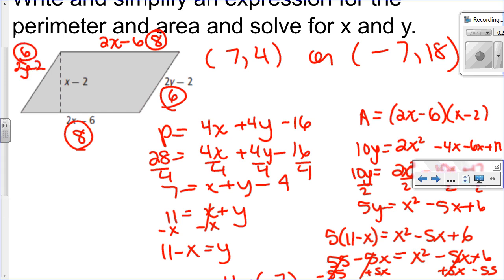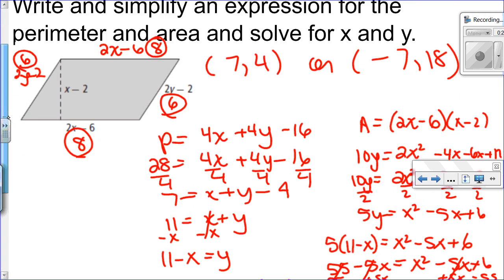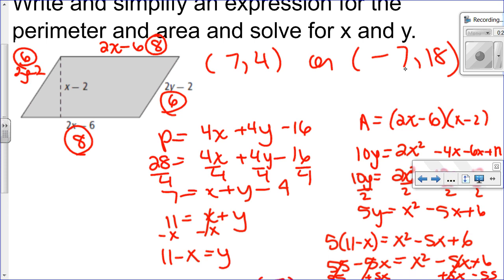Let's check if we add that up if they have the correct perimeter. So 6 and 6 is 12, plus 8 is 20, plus another 8 is 28. Did we have a perimeter of 28? We did, so we know we're right. If I were to put in -7 for x, all my side lengths would be negative, so that won't work. This is an extraneous point. It is a solution to the system, but not to the word problem. So this is the solution here.